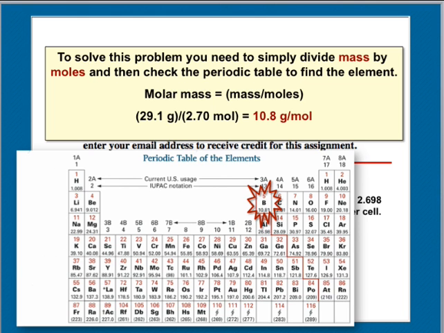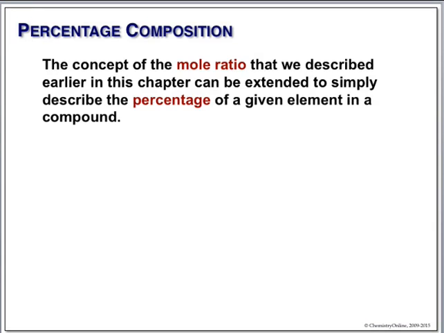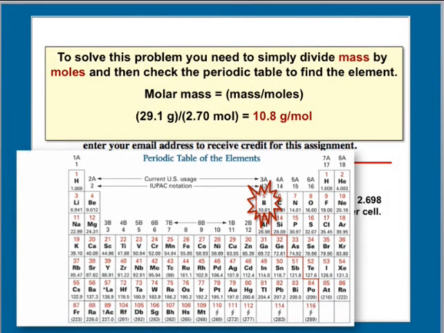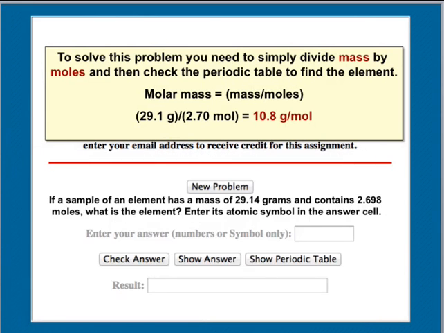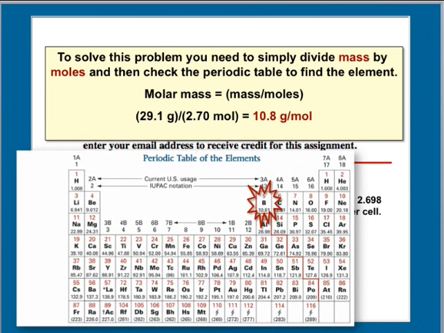And once you've figured out that it's boron, you simply go back. You would go back and type B in here. And of course, you'd get it correct. This is the second tutorial. I forgot what it's called, but I'll review them in a little bit. But all you do is find the molar mass on the periodic table, and you should be good.